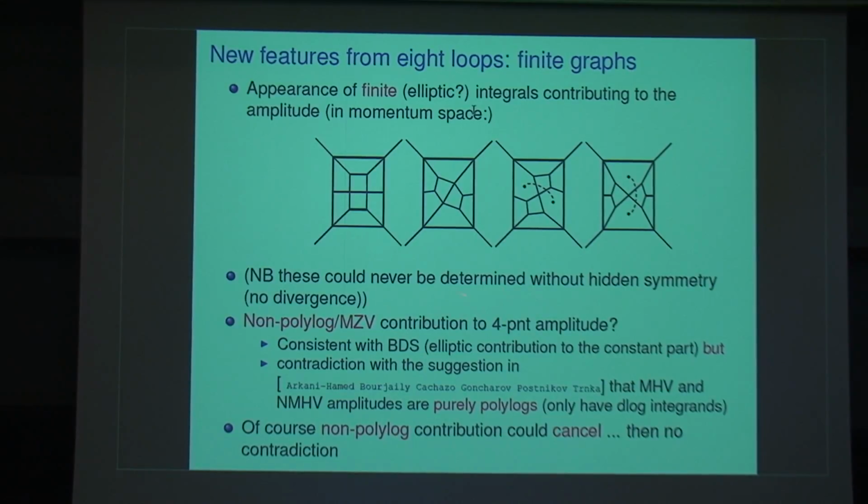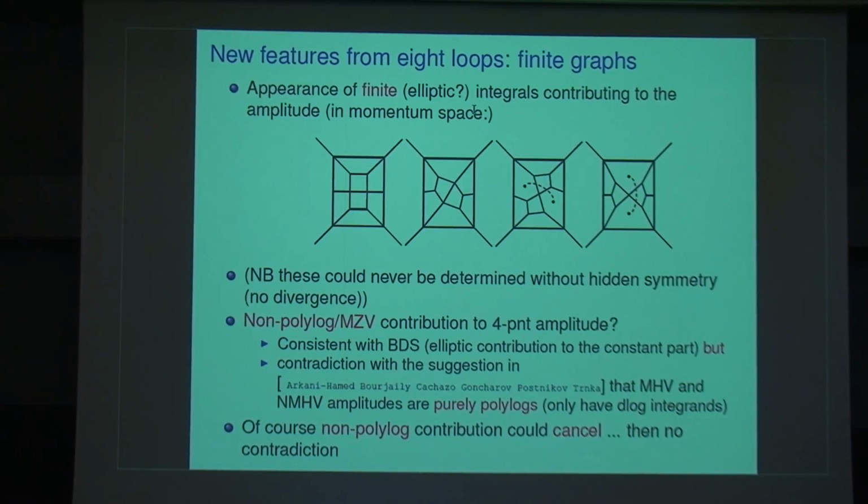Okay, so then there's a little bit of speculation. You can ask, are there non-polylog contributions to the 4-point amplitude? This would still be perfectly consistent with BDS. These are just numbers, by the way. Sorry, I should emphasize that. They're finite, but it's an amplitude and a conformally invariant amplitude, so the only thing you can have is a number.